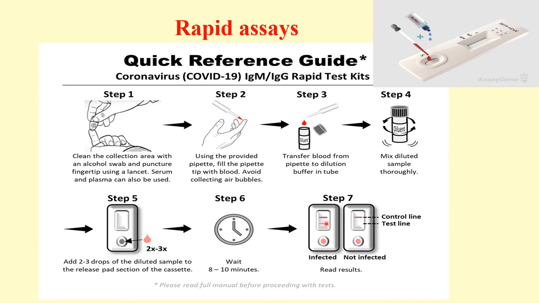If the patient is infected, you get two lines, as I mentioned in the previous slide: a line in the control and the other line, which is the test line. So this patient is positive. If you see only a band in the control line and no band in the test line, the patient is negative or not infected. If you see no bands in the control line nor in the test line, it means that something is wrong with your test, and the test is invalid. So you have to repeat the test.